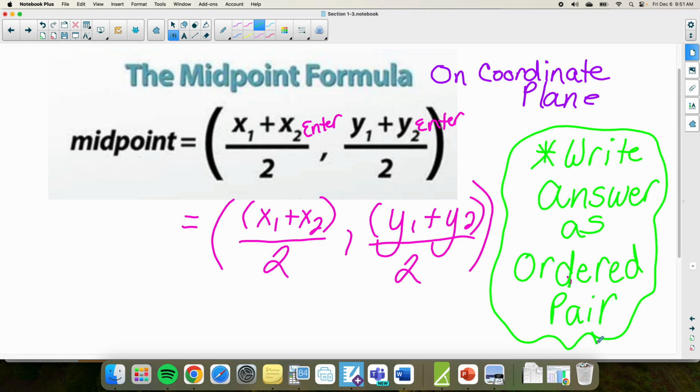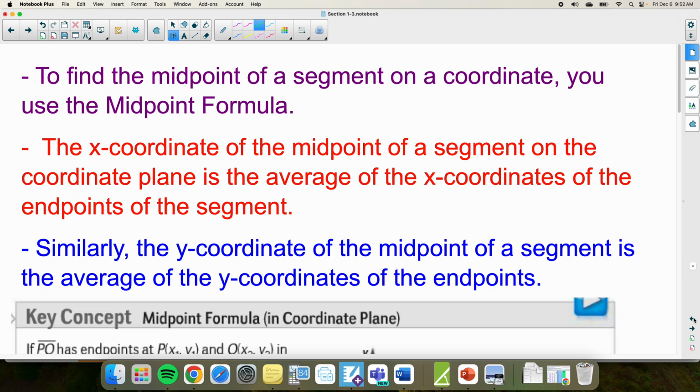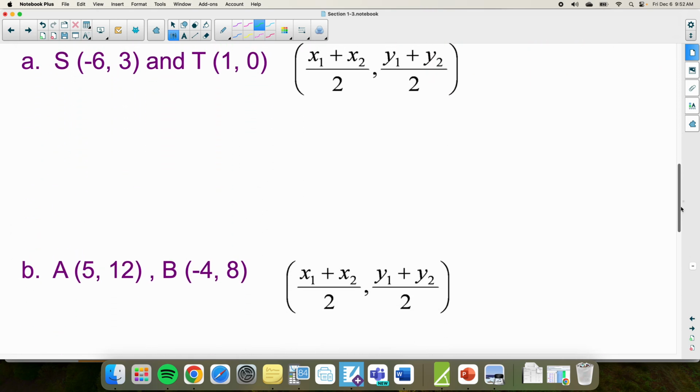Now really what we're doing in this formula is two problems like we did on the number line. With the number line, we only had x's. With a coordinate plane, we have x's and y's. So we end up adding our x's together in parentheses or hit enter and divide by 2. We add our y's together in parentheses or enter and divide by 2. And when you write your answer it is going to be an ordered pair. Okay? Did everybody get this? Okay. So let's go back and let's try this.